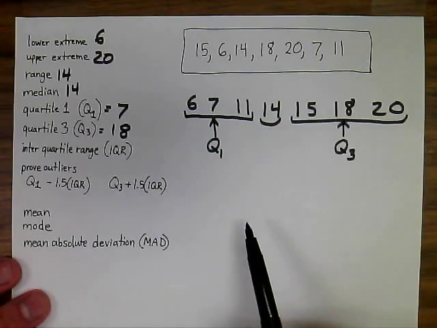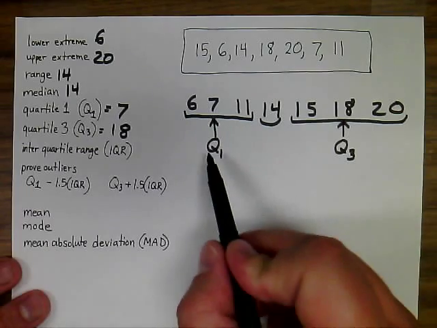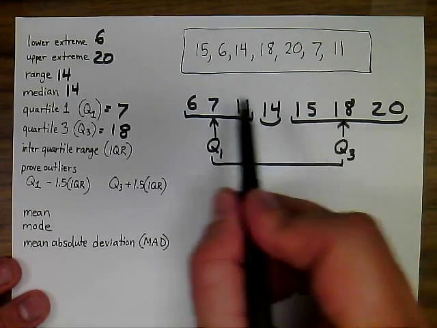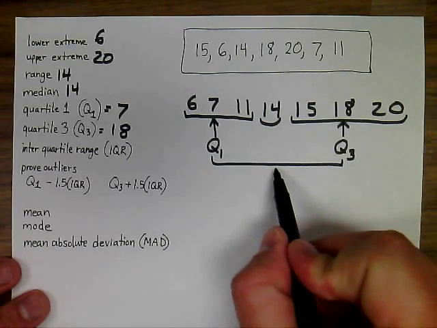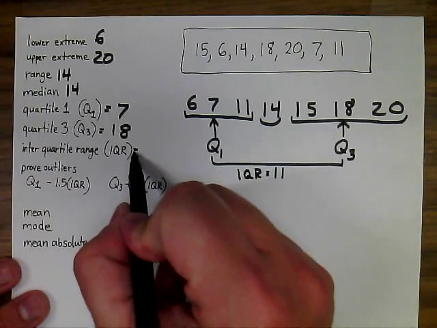Now, to find the interquartile range, just like we calculated the range by subtracting the largest and the smallest, we're going to subtract our quartile 3 minus quartile 1. Since 18 minus 7 is 11, the IQR is equal to 11.